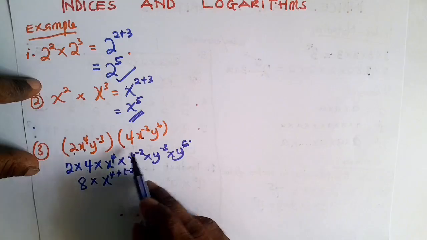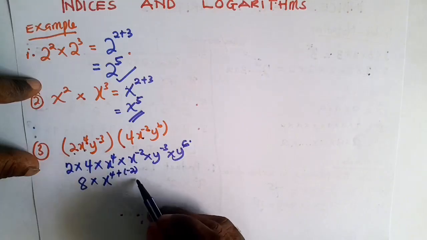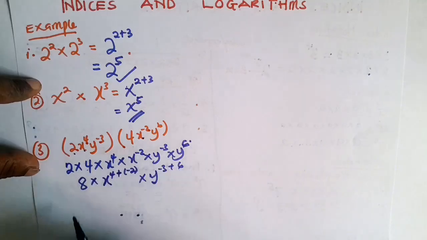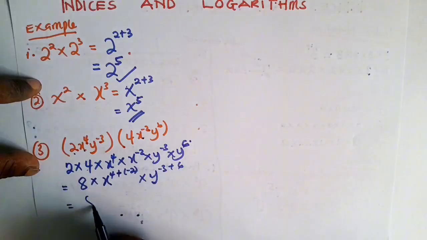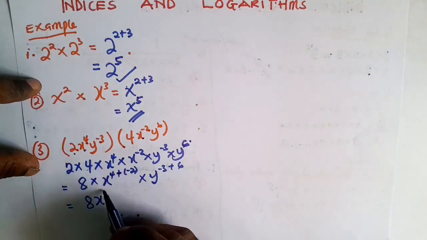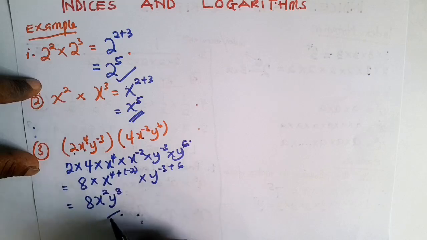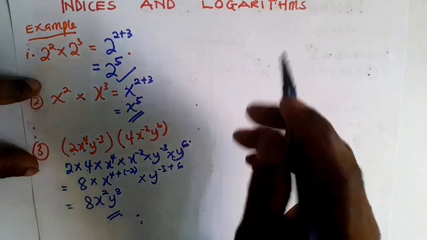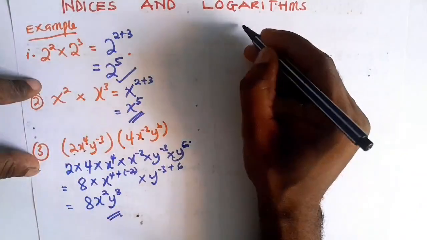So when you are multiplying, you add. That's what we have done. Then y power negative 3 plus 6. When you put this together, you get 8x power 2 y power 3, and that will be the final answer. Very simple.